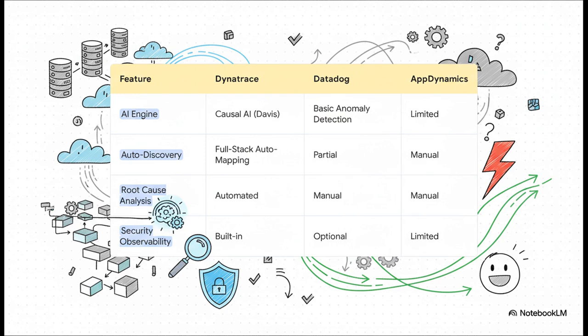When you look at the AI engine, others might offer some basic anomaly detection, but Dynatrace's Davis provides causal AI. It actually understands cause and effect. Then there's discovery. With others, it can be a lot of manual work. Dynatrace? It automatically maps your entire stack. And this is the big one, root cause analysis. It's automated in Dynatrace while it's often a manual, painful process elsewhere. That alone saves teams a staggering amount of time.